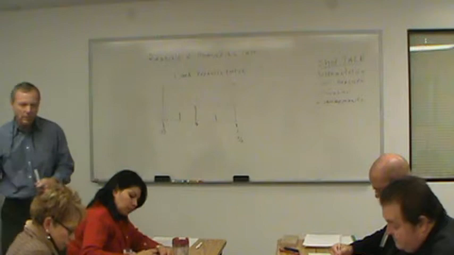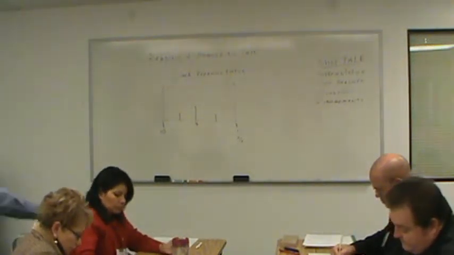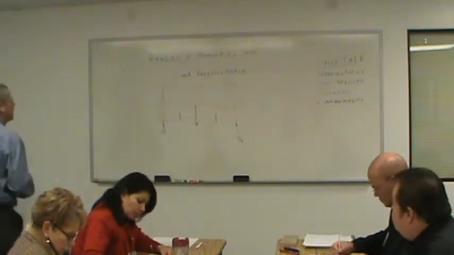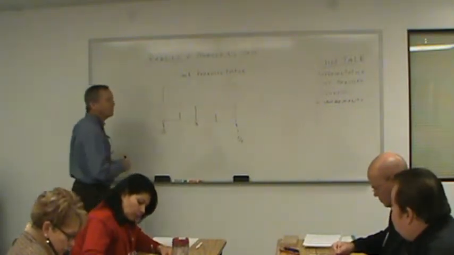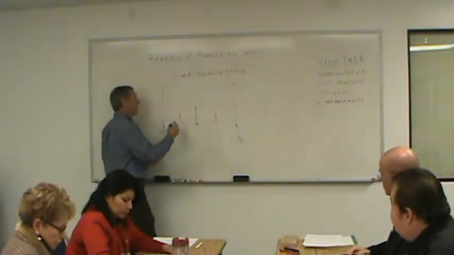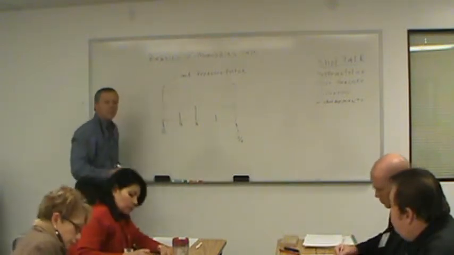Just eyeball it the best you can, a little bit longer than one. Yeah, there you go, another one on the other side of the half. Okay. Now how many spaces do we have? Four. So this first one represents 1/4.